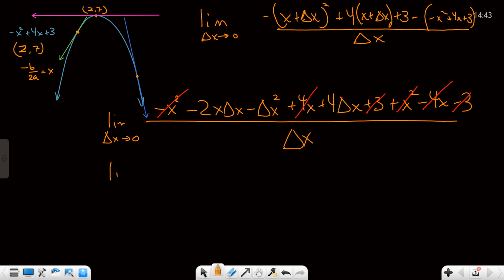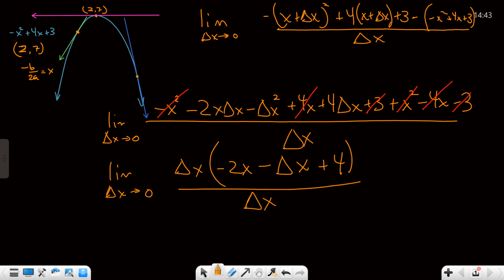The limit as delta x approaches 0 of delta x times... change colors again, whoop-bam, whoop-bam, equals, what's the limit of that stuff in the parentheses when delta x goes to 0? Negative 2x plus 4. Thank you. Negative 2x plus 4.